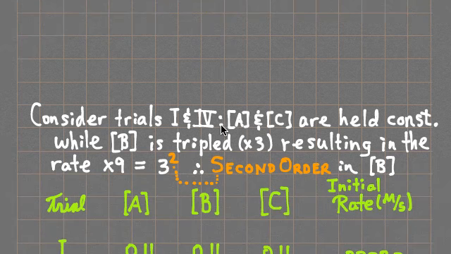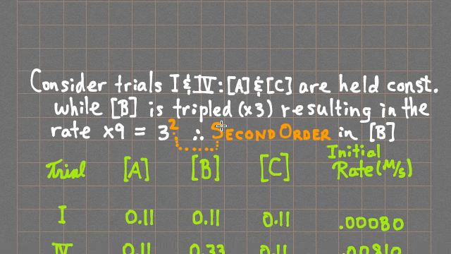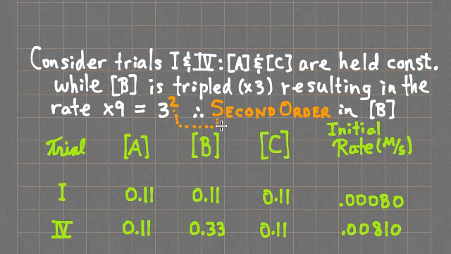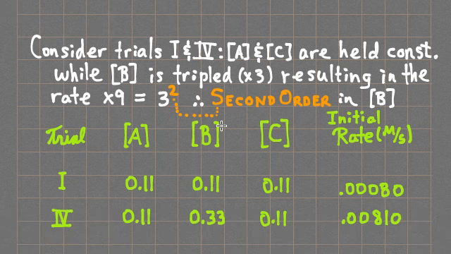Alright, let's look at one more. We've got to figure the C out. No, I'm sorry, the B. We've determined it's first order in C, first order in A. Look at trials 1 and 4. Trials 1 and 4 hold A constant and C constant, and B triples from 0.11 to 0.33. Question, does the rate also triple? Oh goodness, triple times 8 would be 24, so no, it does more than that.